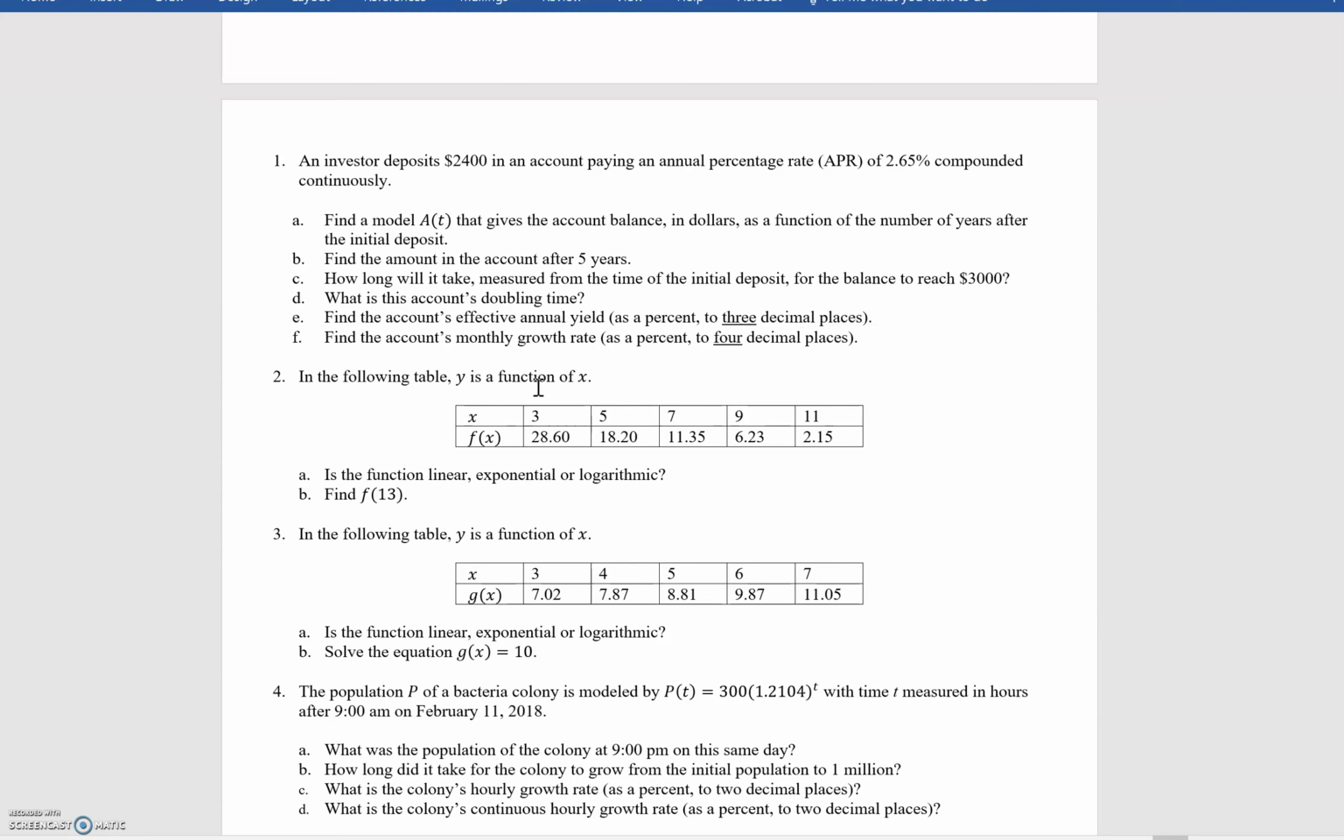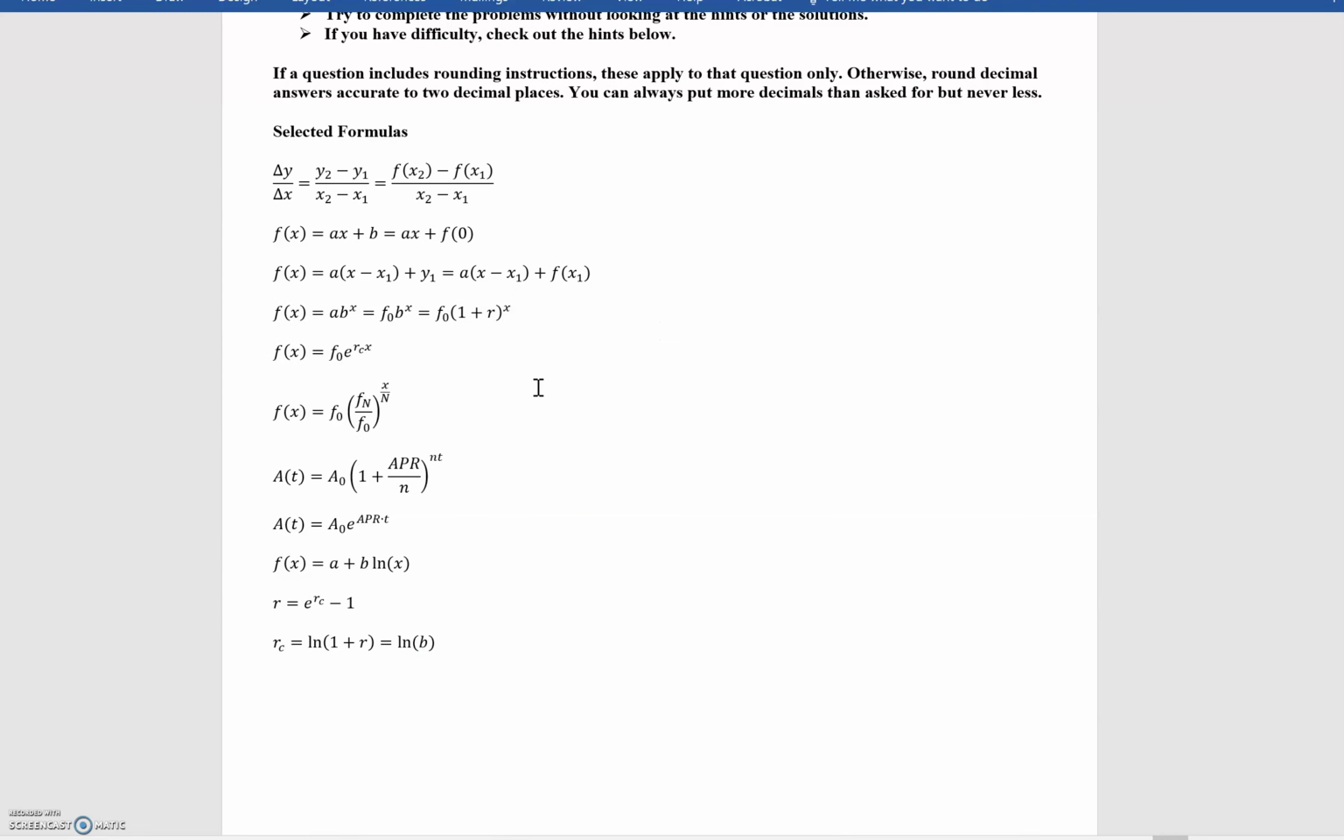An investor deposits $2,400 into an account paying an annual percentage rate, an APR, of 2.65% compounded continuously. Find a model that gives the account balance in dollars as a function of the number of years after the initial deposit. And then we'll answer a bunch of questions about that model. So we have an initial value of $2,400, an APR of 2.65%, and it's compounded continuously. So the appropriate model to use is right here. That is our continuously compounded interest model.